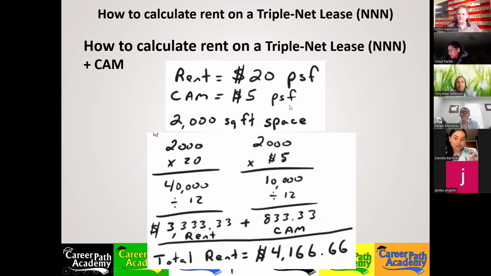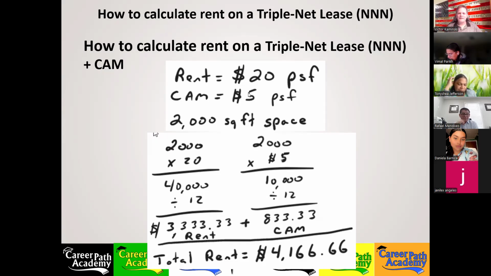So how is this calculated? Well, you don't go $20 plus the $5 times 2,000, because then you're not going to know what your base rent is. So we're going to calculate them separately. You've got 2,000 square feet of space, renting at $20 per square foot. So 2,000 times 20, that's $40,000. That's not a monthly charge. That's an annual charge. So we need to divide it by 12 months, right? Divide it by 12. So we now know that our monthly rent is $3,333.33. Wow, that's pretty interesting.